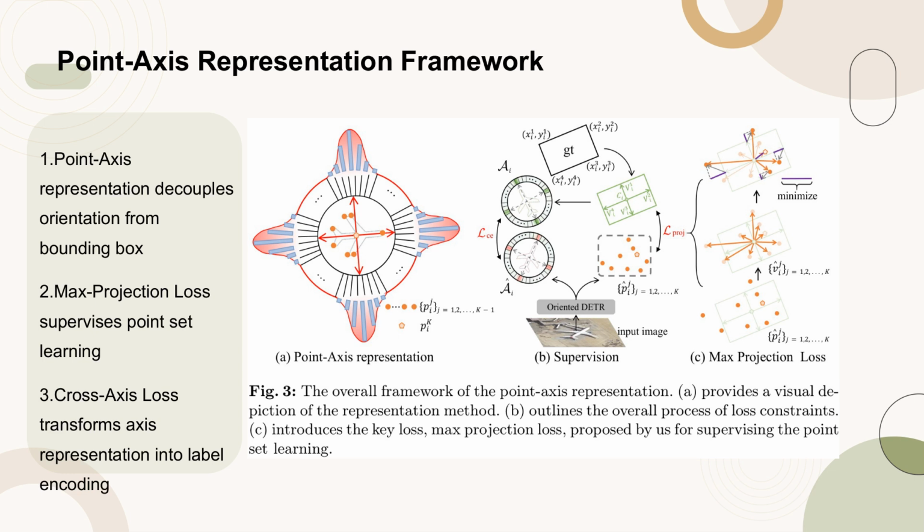Part B outlines the overall process of loss constraints, detailing how the model is supervised to optimize its predictions. Part C introduces the key loss, max projection loss, which is designed to supervise the point set learning by encouraging the model to learn the optimal set of points that best represent the shape and contours of the object. This loss function focuses on the projection of points onto the object's boundary, helping the model converge toward a more accurate representation of the object's spatial extent.